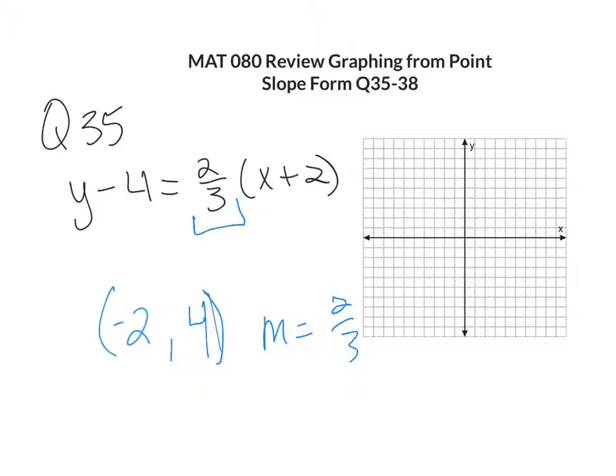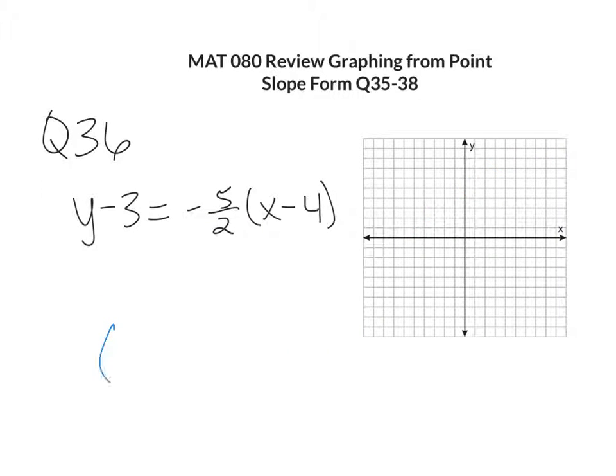Now I can plot this, so I'm going to plot -2 over 2 up 4. And from that point, I'm going to use my slope, rise over run, up 2 over 3. 1, 2. Now I can connect my points.